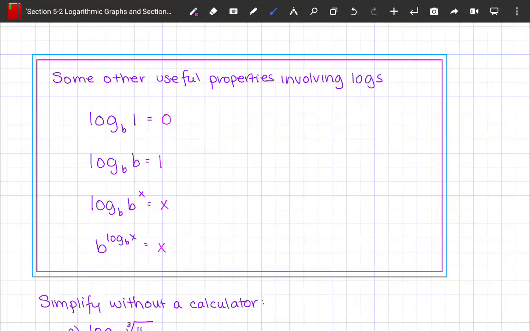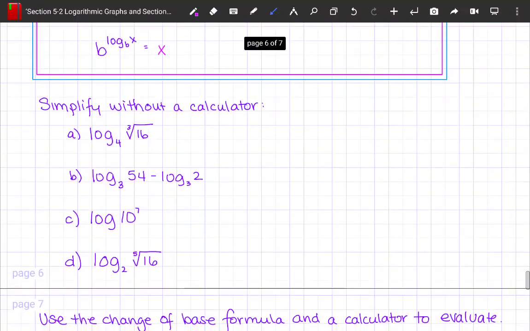So handy ones to know. So using those, let's see if we can simplify these without a calculator. I'll work these out, but if you feel pretty confident, I would again encourage you to pause the video right now and try these on your own.